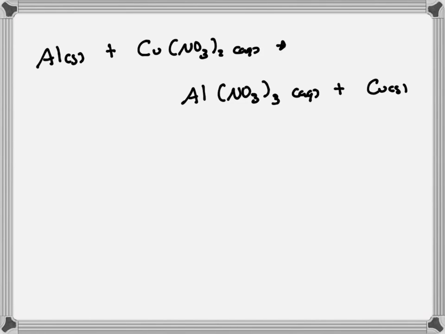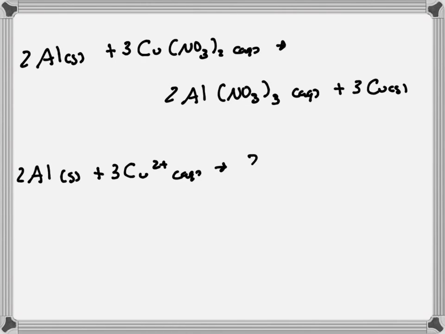Okay? And then I have to balance it. So my balance, I'm going to have 2 there, 3 there, 2 there, and 3 there. If I were to write my net ionic equation, I'd get my aluminum, my copper 2, giving me aluminum and my copper.